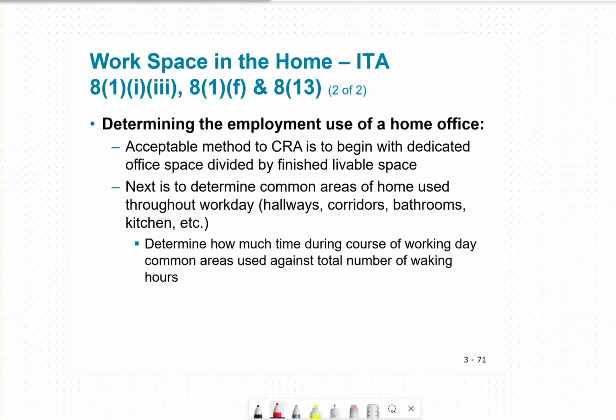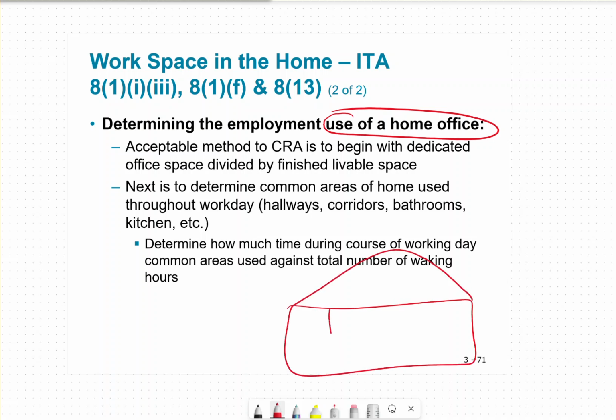Now, like I said, I've given an example of how you determine the employment use of an office expense. If this is your house, you say one study area that you're using. So this whole house has 4 bedrooms. You're using 1 bedroom for employment. So an acceptable method to CRA is to begin with a dedicated office space. Like I say, my 1 bedroom or my study area is a dedicated office divided by finished livable space.